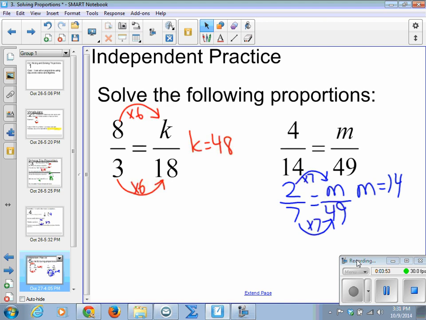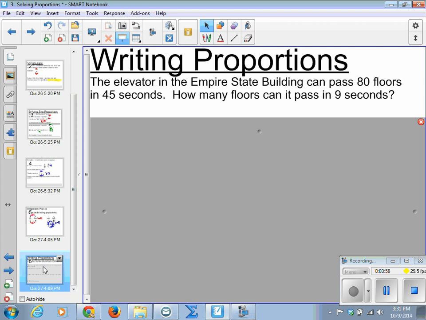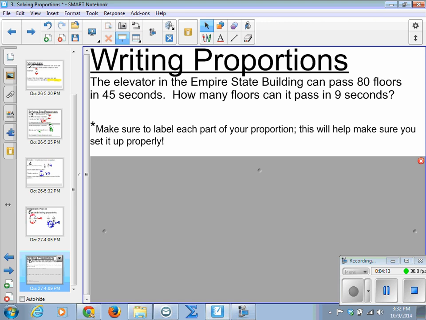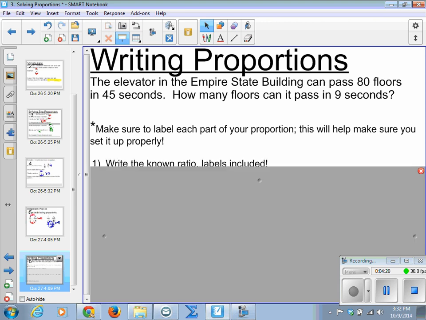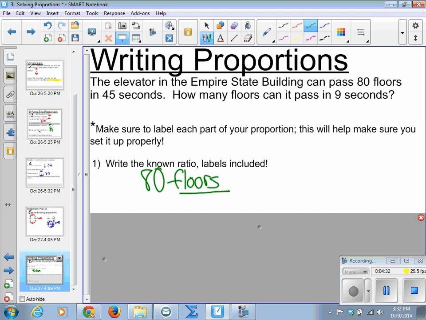Finally, given a word problem, we're going to write and set up a proportion. So the elevator in the Empire State Building can pass 80 floors in 45 seconds. How many floors can it pass in 9 seconds? Well, as with our rates and unit rates, we're going to label each part of our proportion. This will really help you set up the proper way. So let's write that known ratio, which we know we have 80 floors in 45 seconds. It does not matter which one goes on top or on the bottom, as long as you label correctly.